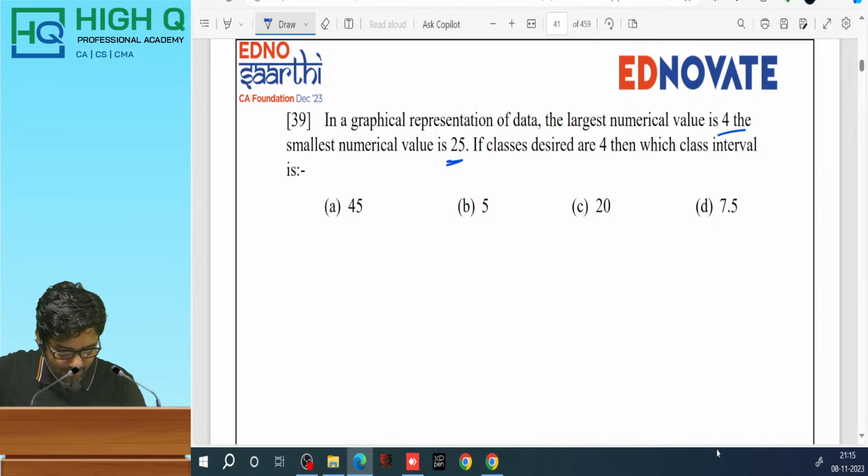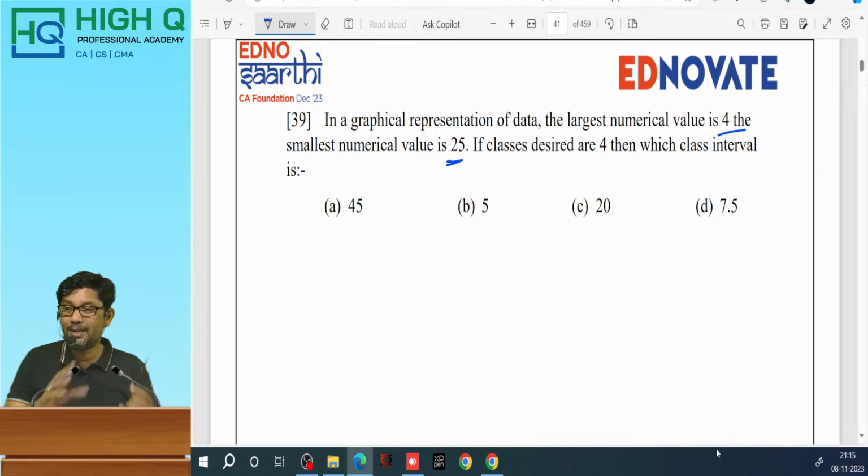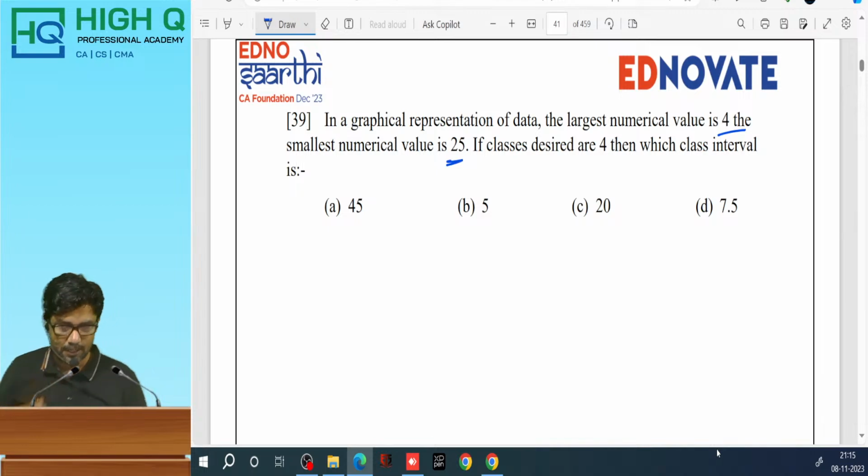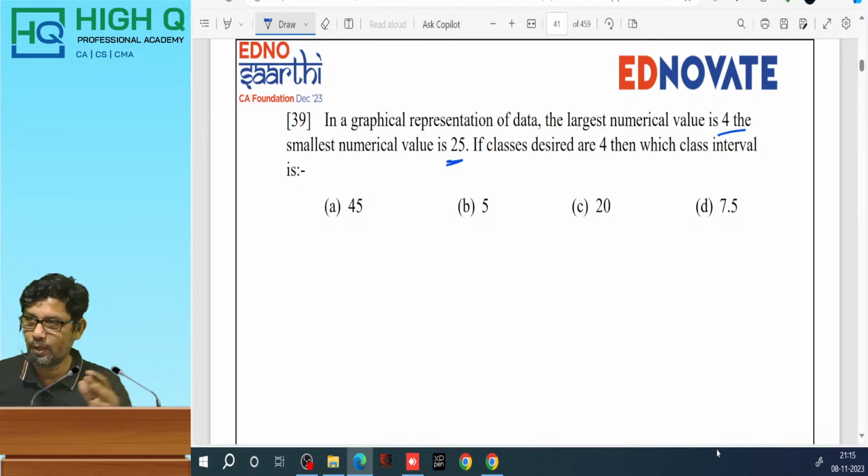What is the question here? The graphical representation: the largest numerical value is 25 and the smallest is 4. If the classes desired are 4, then which? Okay. How many class intervals do they ask you to find out? It is like, from 4 to 25, you can accommodate how many class intervals? 5. How many class intervals, my dear? 5. How to do it, I'll tell you.